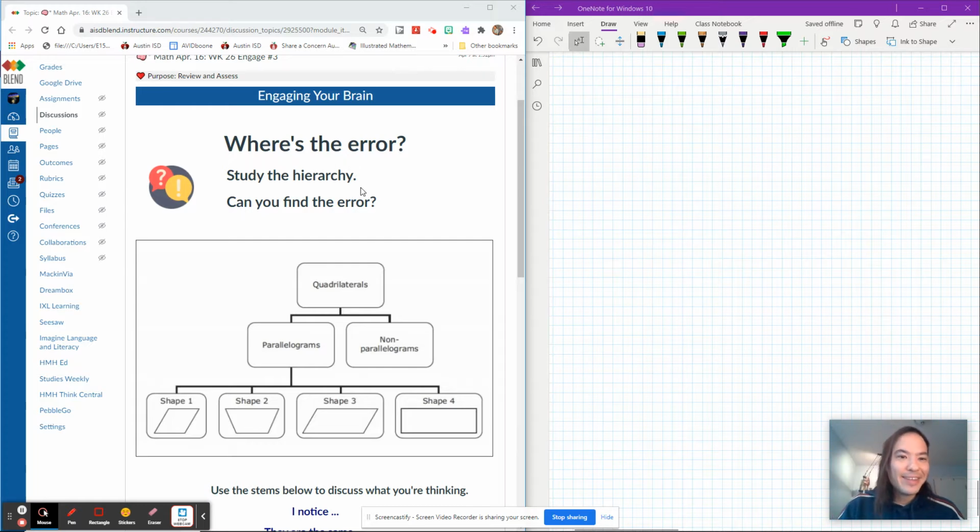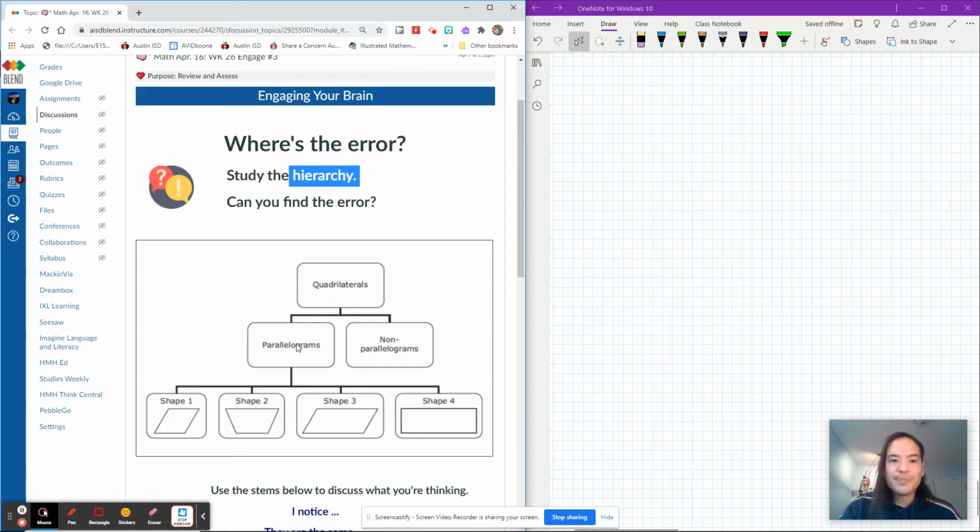Today, where's the error? Study the hierarchy. So, what we're looking at right here is kind of like a hierarchy. What that means is there's something at the very top that is kind of a broad term, a generic term, quadrilaterals. And then as we go down on the hierarchy, we get more specific. So if we're looking at this, we start off with four-sided polygons. Those are what quadrilaterals are, four-sided polygons. And then we move into non-parallelograms and parallelograms.